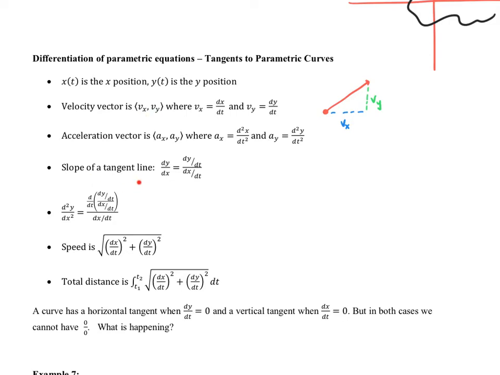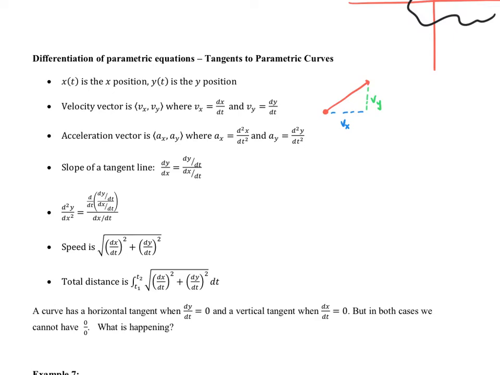Okay, the slope of the tangent line, now remember that's dy dx, but now we have this change of variables because we have a third parameter. So dy dx now becomes dy dt and dx dt. And this is really important for us as we analyze movement both horizontally and vertically. And I'll do some examples with you on that.